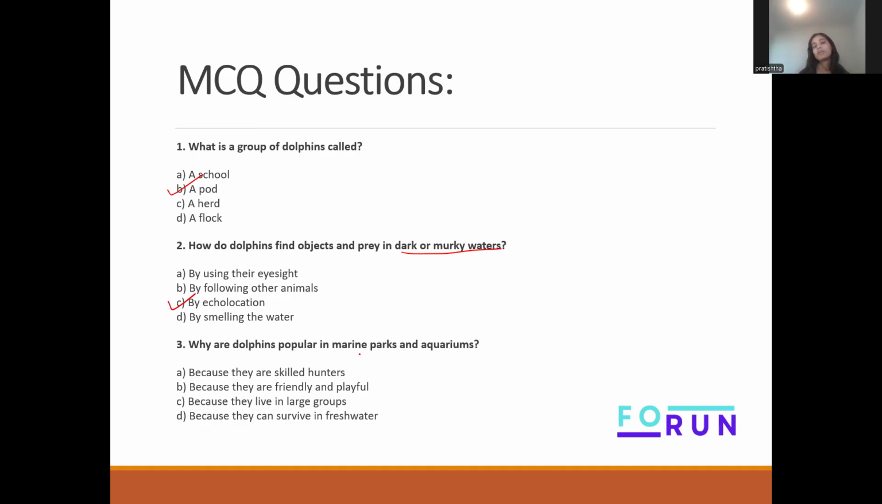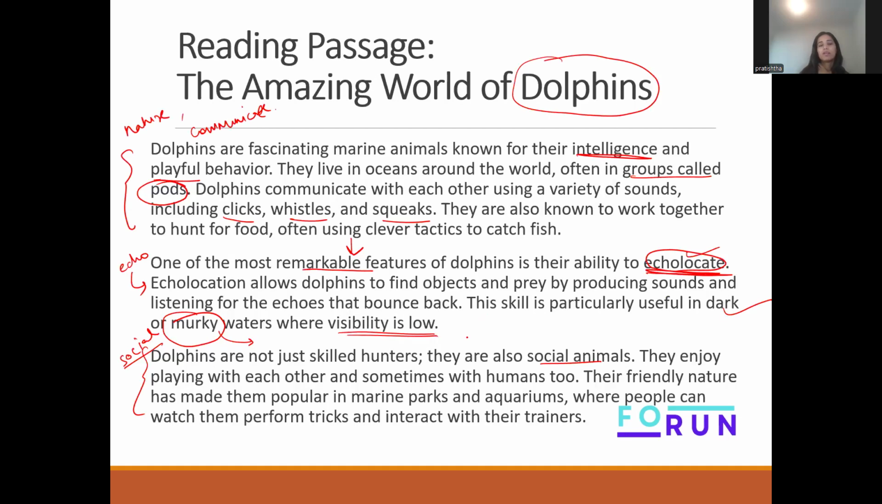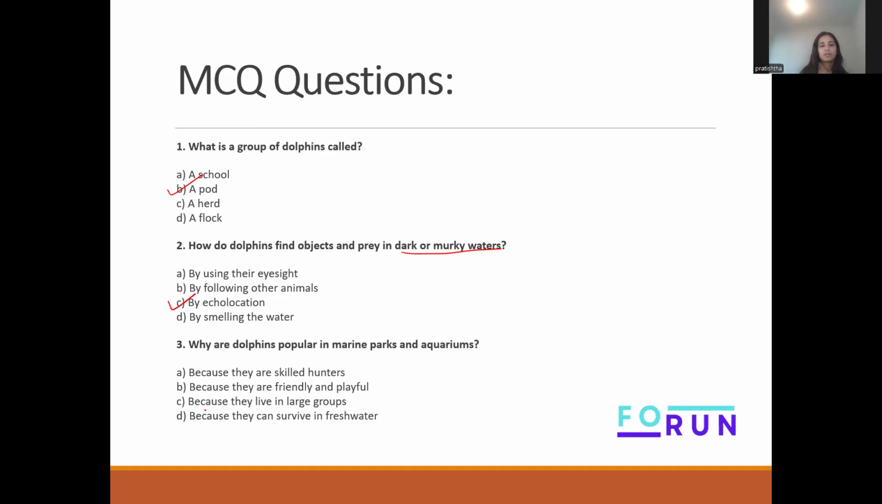Why are dolphins popular in marine parks and aquariums? So if you remember this, why are they popular? Their friendly nature has made them popular in marine parks and aquariums. And here, so yeah, because they are friendly and playful. And that's it. That's what you need.